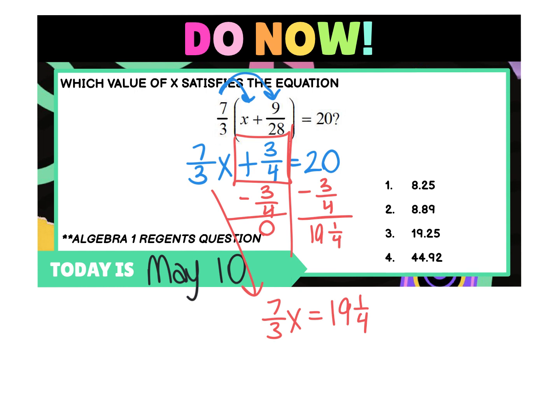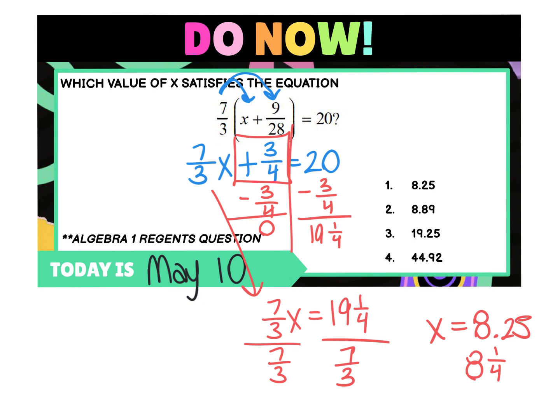Now 7 over 3, if you try to change it to a decimal, it will give you a repeating decimal, so I would leave it in fraction form. And we're going to divide both sides by 7 over 3. And so we'll get x equals 8.25, or I don't know what the yellow calculators say, it might say 8 and 1/4. We know those are equivalent. So choice 1 would be your answer, 8.25.